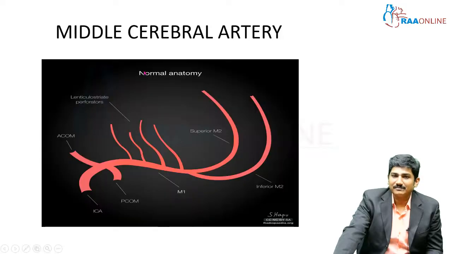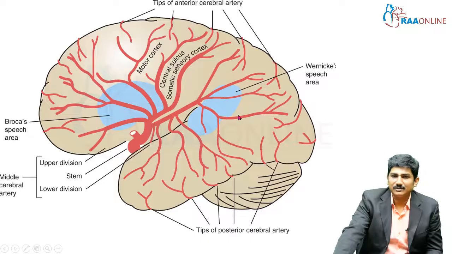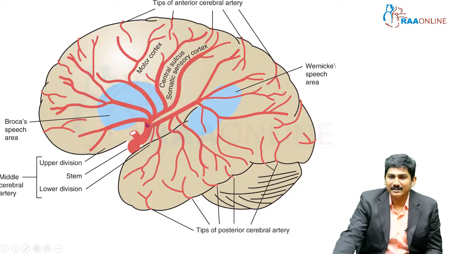So, this is the middle cerebral artery again. M1 has a lot of penetrating branches. And M2 is divided again into superior M2 and inferior M2. So, let's put some brain material into it. Okay, have a look at this. This is the middle cerebral artery dividing into M2 superior and M2 inferior, and this segment is the M1 segment, and this is M2 superior, this is M2 inferior.